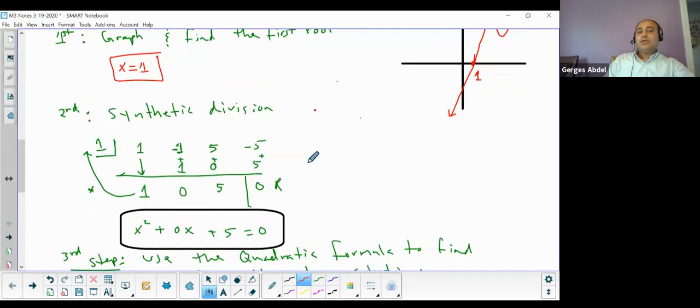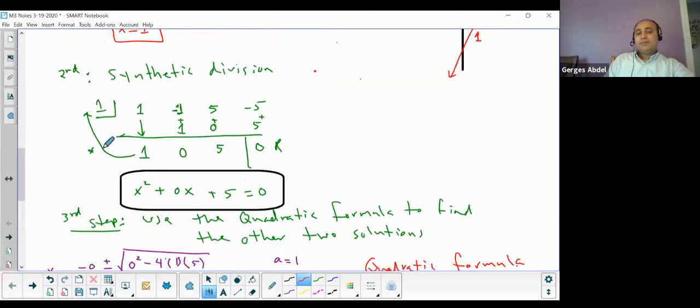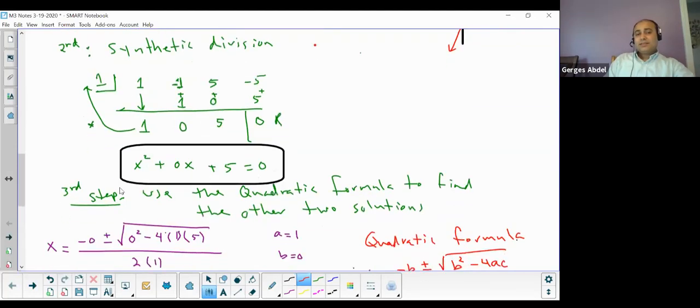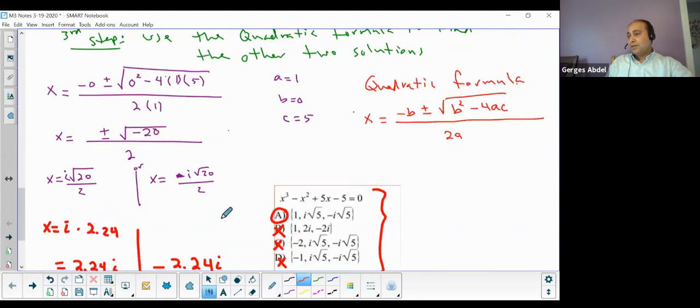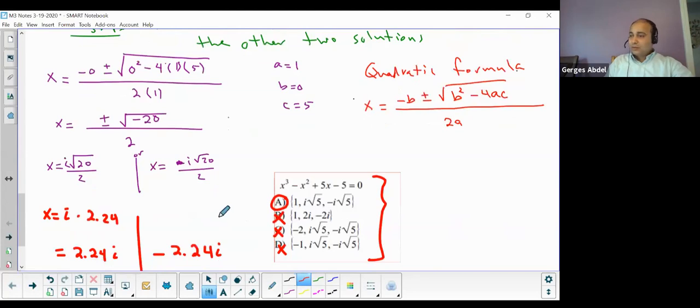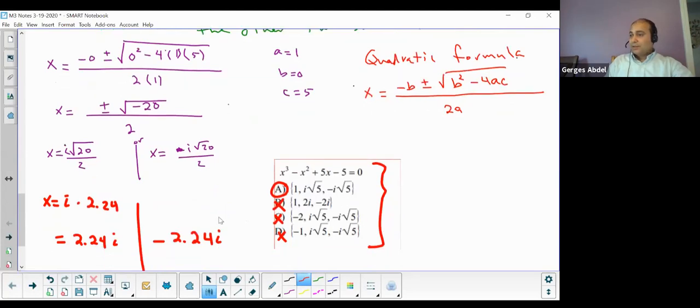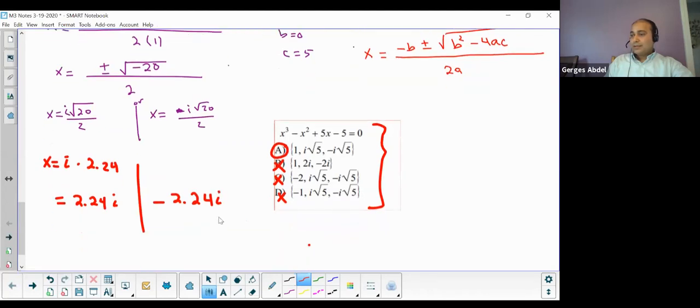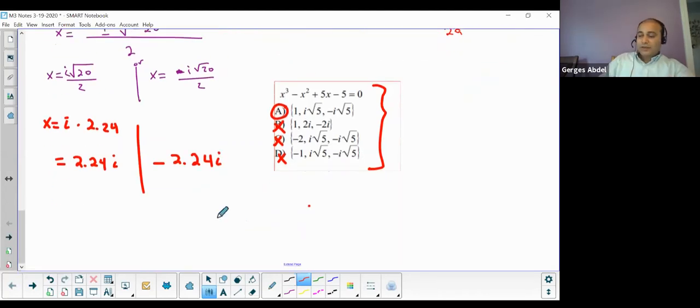Step number two, use synthetic division where the positive one goes into the box right here. And step number three, use the quadratic formula to solve the problem. All right, I'll give you about 2 to 3 minutes to try to do this problem by yourself.